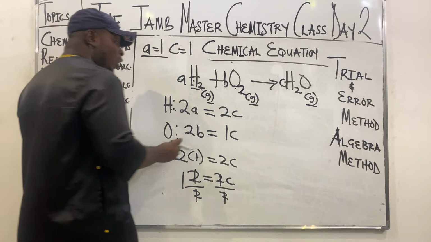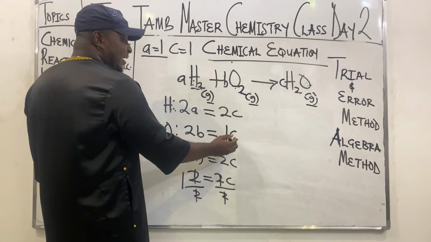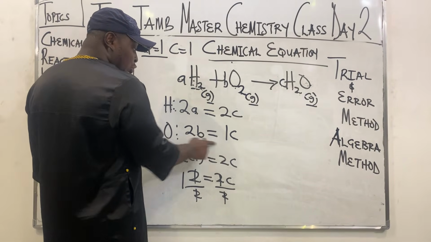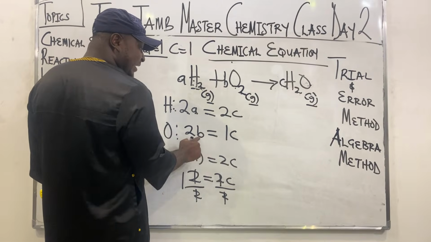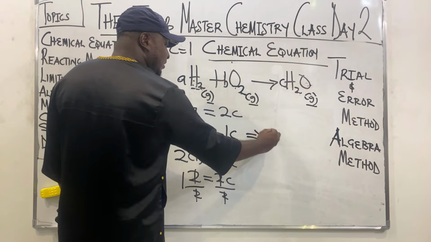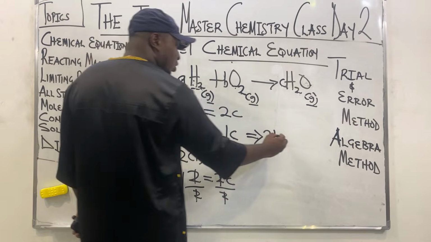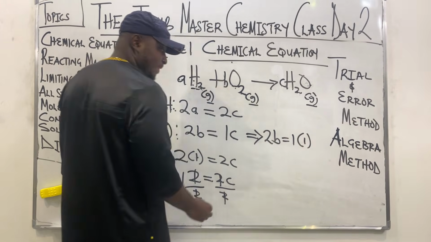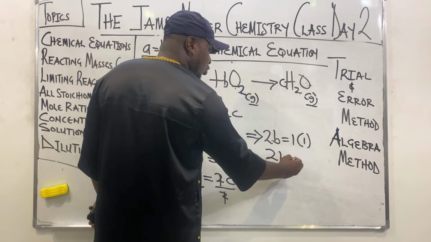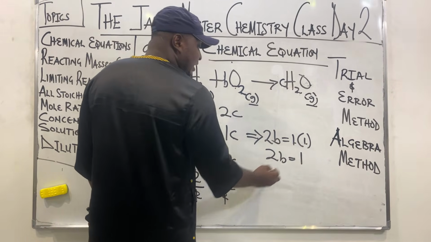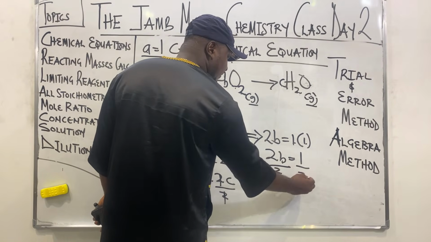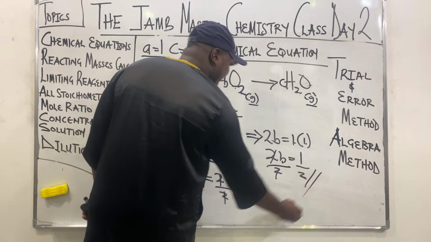Class, if C is 1, we can come to the second equation and replace C as 1 so that we can get B. This will imply that 2b will be equal to 1 times c. Who is c? C is 1. So 2b equals 1 times 1, which is 1. Let us make b subject of the formula. Divide both sides by 2, so that b is 1 over 2.